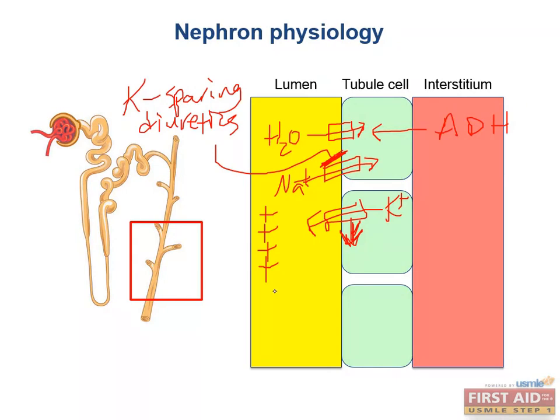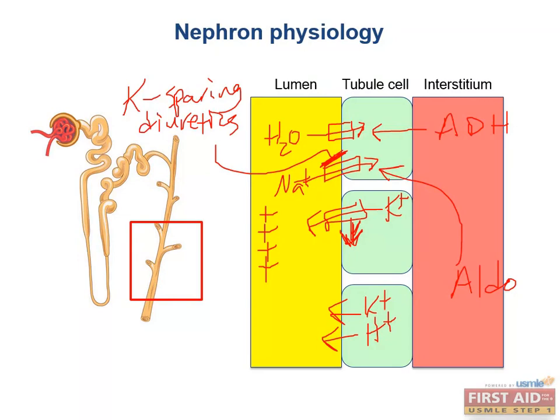Now, the collecting tubule is also the site of action for aldosterone. And aldosterone acts by stimulating sodium reabsorption, but it also activates potassium and hydrogen ion excretion. And the sodium reabsorption is going to increase blood pressure, and the potassium and hydrogen ion excretion are going to lead to lower plasma levels of potassium and hydrogen ions.